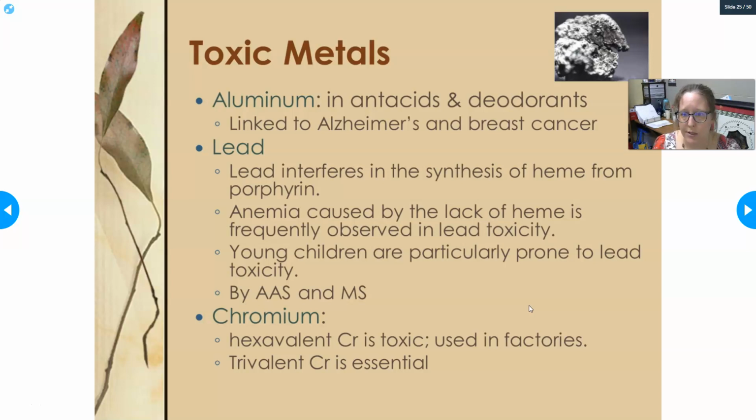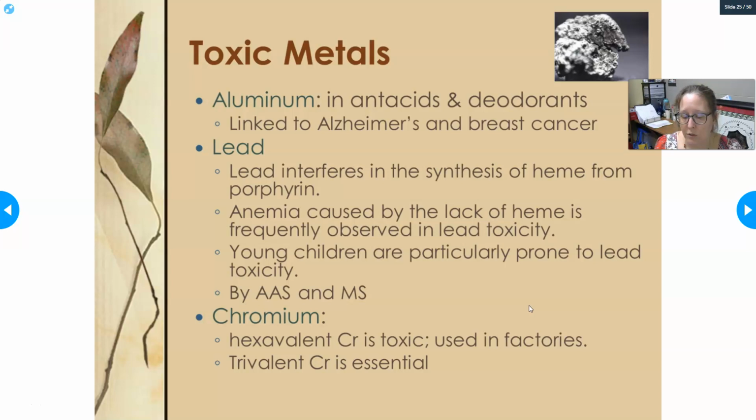It interferes with the synthesis of heme from porphyrin, so it messes with making red cells. The anemia caused by the lack of heme is frequently observed in lead toxicity. Young children are particularly prone to lead toxicity, and in young children it can lower IQ points, cause brain damage, and cause all kinds of problems. It is usually detected by atomic absorption spectroscopy and mass spectrometry.